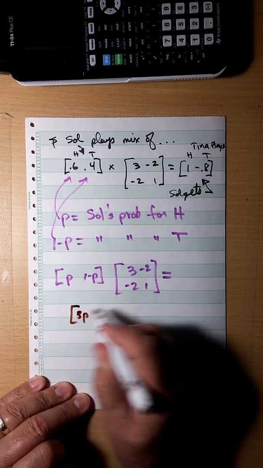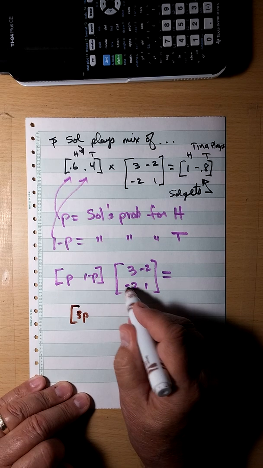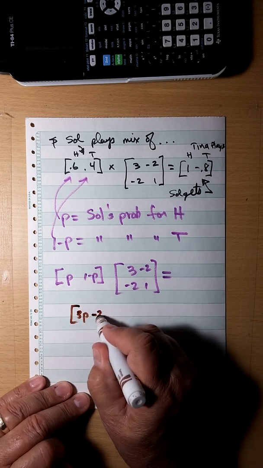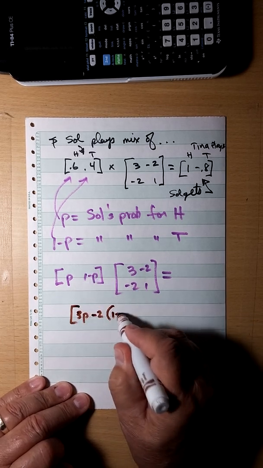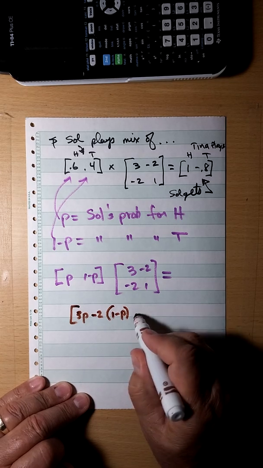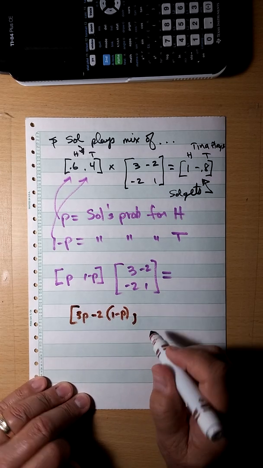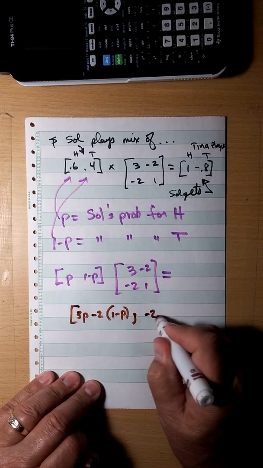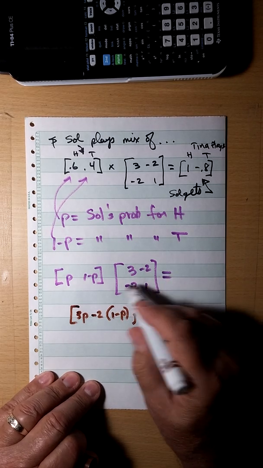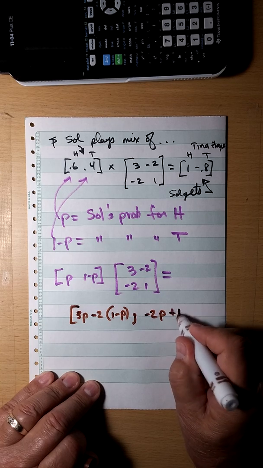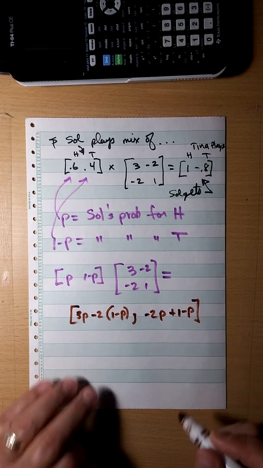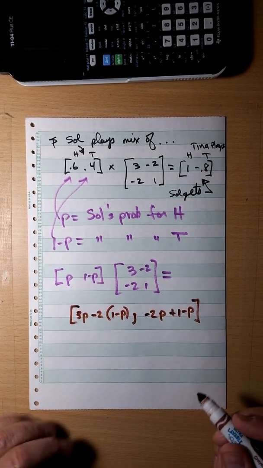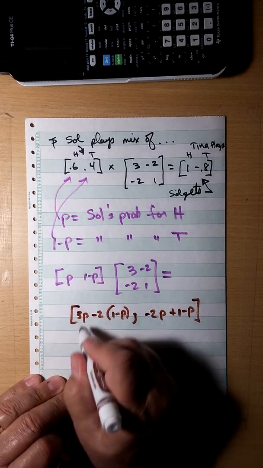3P plus -2 times 1 minus P. And I'm going to put a little comma here just to separate these. This is a -2P plus 1 minus P. Well, that's what this is.